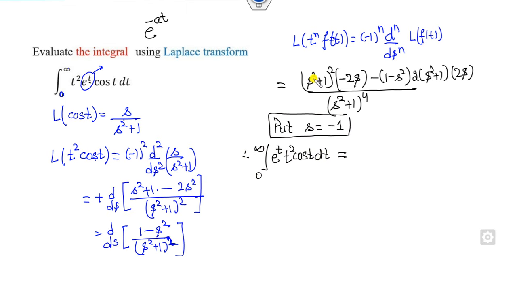What is the answer of this? s square is minus 1. So this is 4. s is equal to minus 1, it's plus 1. Minus this will be 0 into something. So this is 2 raised to power 4. So 8 over 16. 1 over 2 is the right answer of the problem.